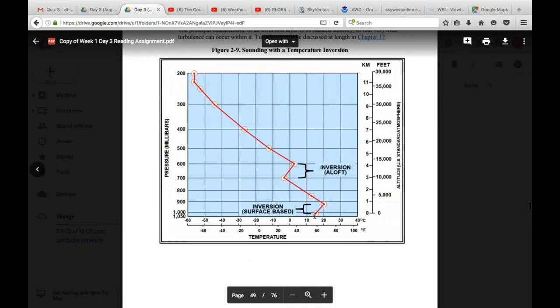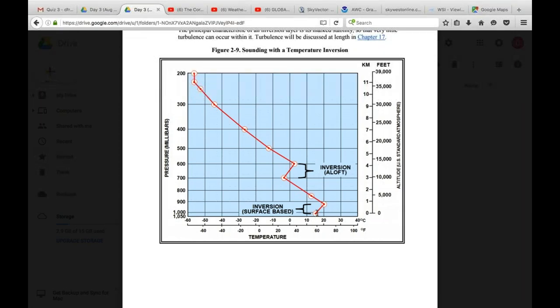So this would be a surface-based inversion where we might be 15 degrees at the ground and then 20 degrees up here a little higher, a couple thousand feet. And then the temperature decreases as it should with altitude. And then it actually increases again, and this would be our inversion aloft.